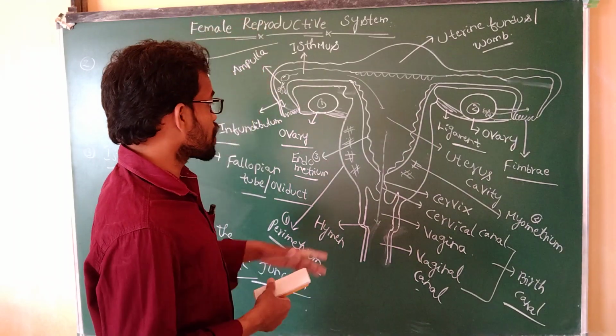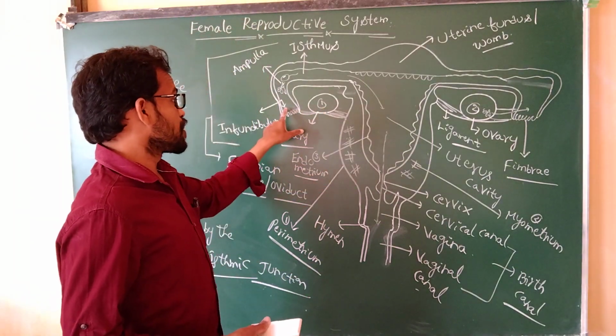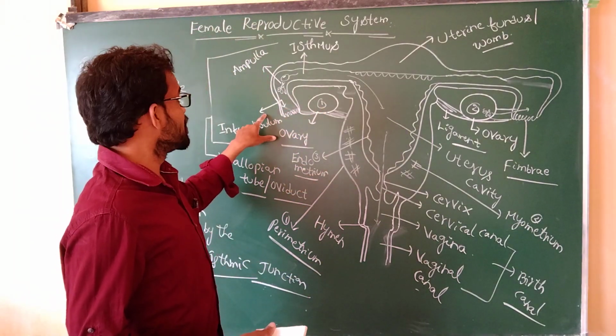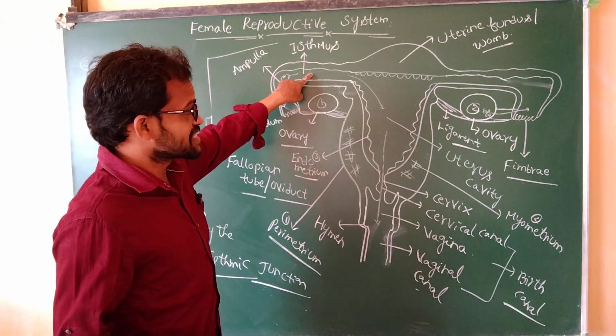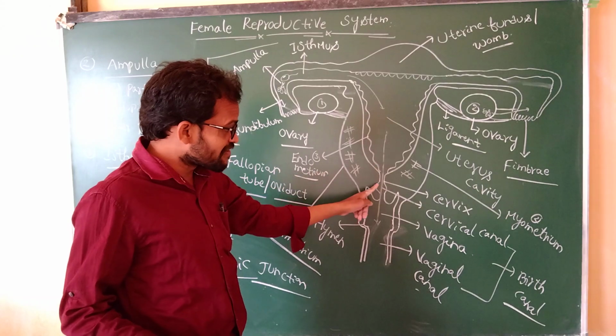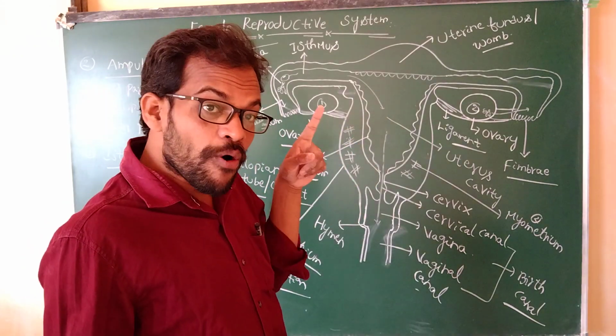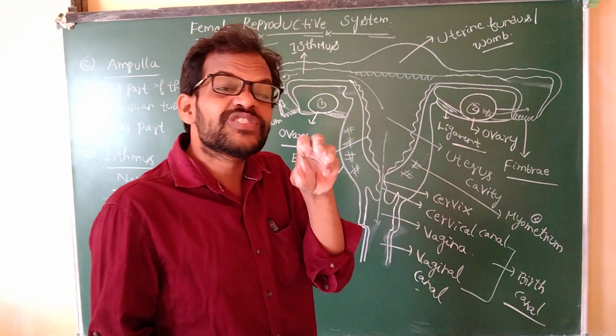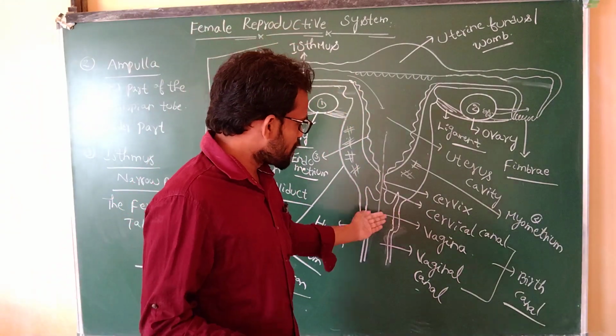See here: first the ovary, next the fimbriae, then the infundibulum, the ampulla, the isthmus, the uterine cavity, which opens into the cervix. The cervix cavity is known as the cervical canal. It opens into the vagina.